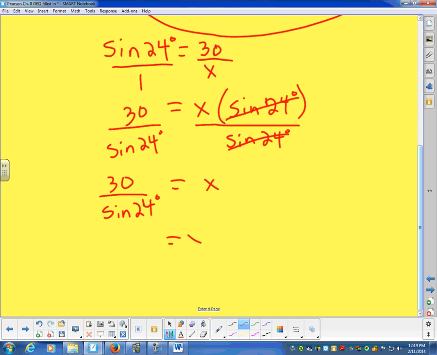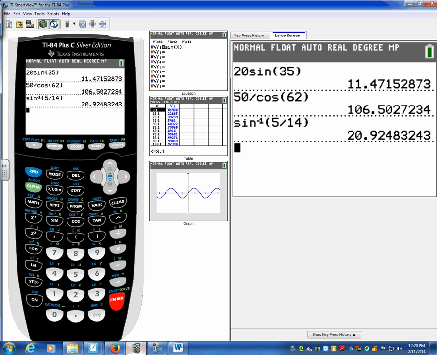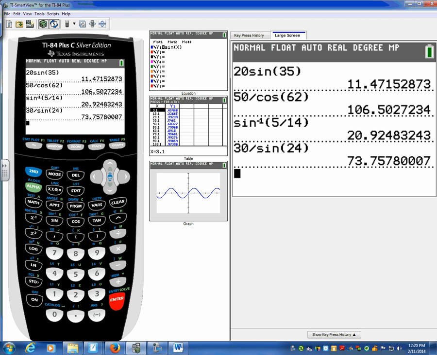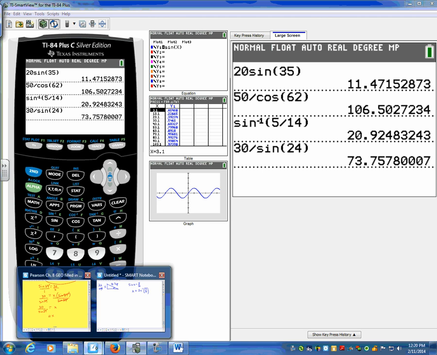And so what do you get for x approximately? How do you do that in your calculator? In your calculator, you do 30 divided by sine of 24 and then hit enter. On mine, it's 30 divided by sine of 24, and I get 73.7, about 74 feet. So can we answer the question?